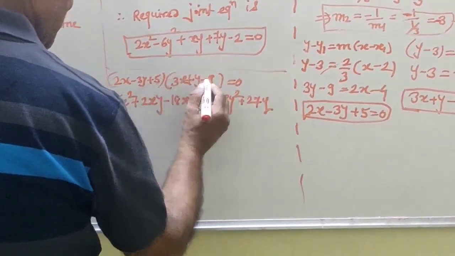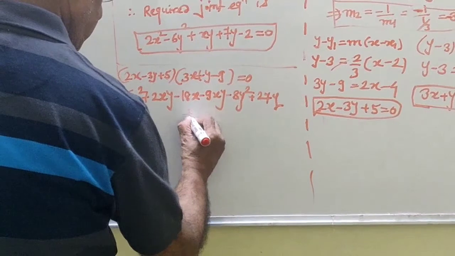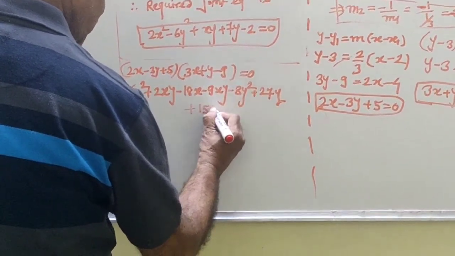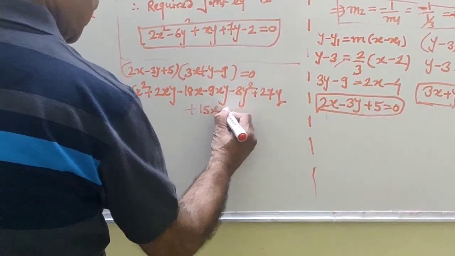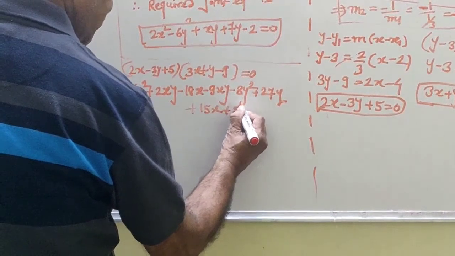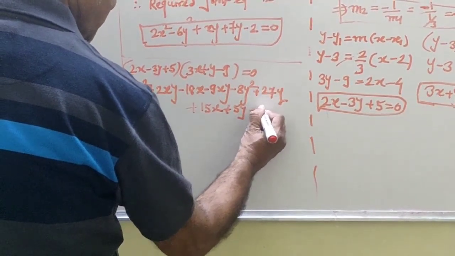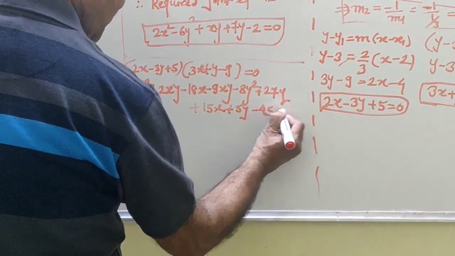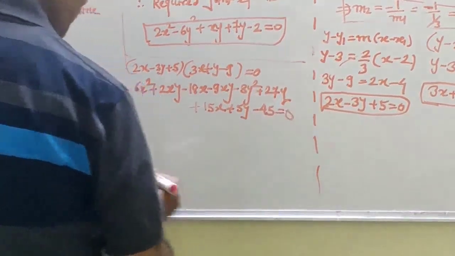Now multiply this by 5: 15x plus 5y minus 45 is equal to 0.